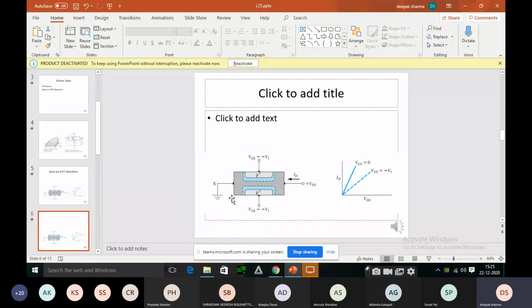Why has the current decreased? Because space is less. Why is the space less? Because depletion width is more. Why is the depletion width more? Because of negative potential. That is causing the reverse bias condition. Understanding?